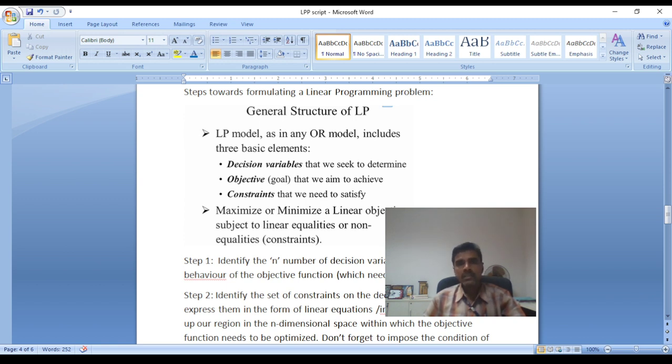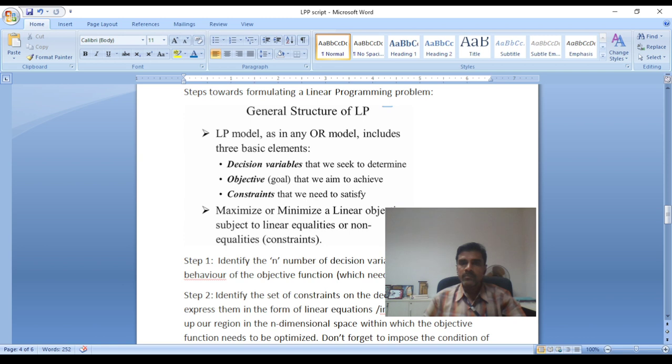And the second important thing is the objective. As I already mentioned, there are two important objectives: either to maximize our profit or minimize our cost. In linear programming, these may be the two important objectives. Okay, this is our objective or aim, what we have to achieve.